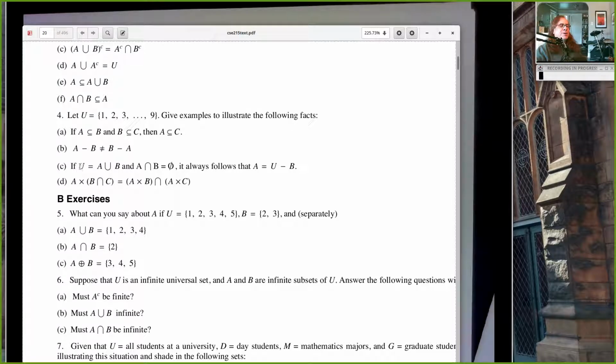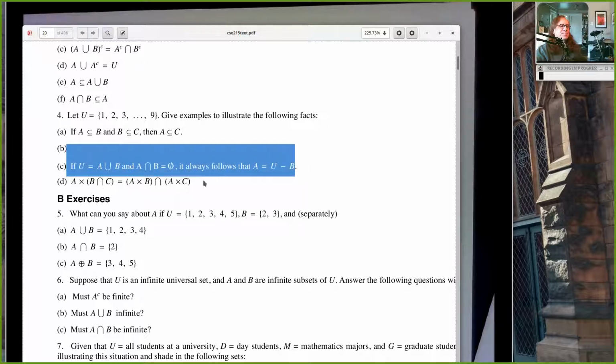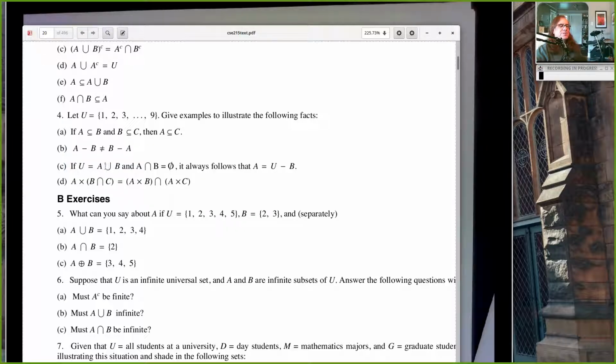It's interesting because for C, about half the class changed A and B and changed the universe to be the numbers 1 through 6 and just kind of forgot about 7, 8, and 9. I don't know why. But the idea here was, pick a set A and a set B such that their union is equal to the universe, right? This is the universe. And their intersection is empty. So A could be the odd numbers and B could be the evens, or A could be 1 through 4 and B could be 5 through 9.